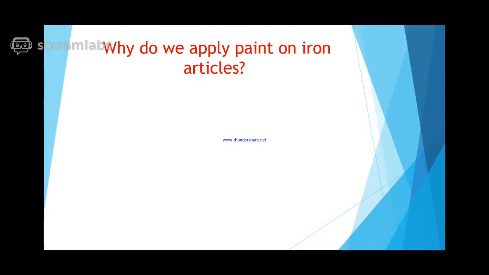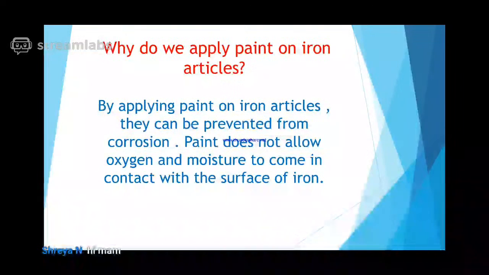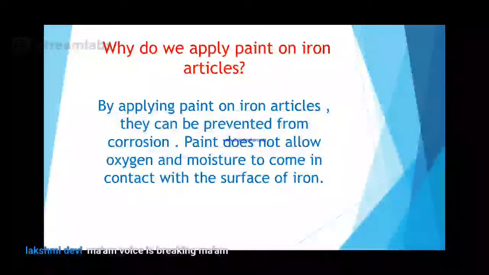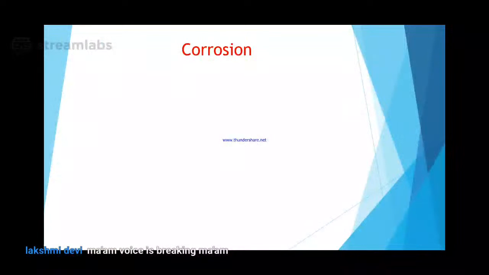And very commonly we see that metallic items are usually painted. Why is it so? By applying paint on iron articles, they can be prevented from corrosion. Hence, painting is a must on metals. Paint does not allow oxygen and moisture content to come into contact with the surface of the iron. So it prevents corrosion. So what is corrosion then?